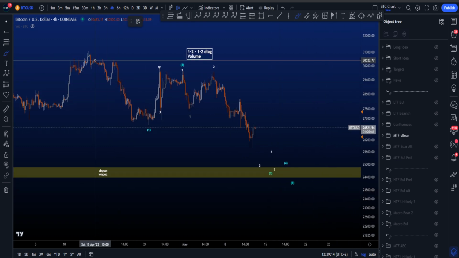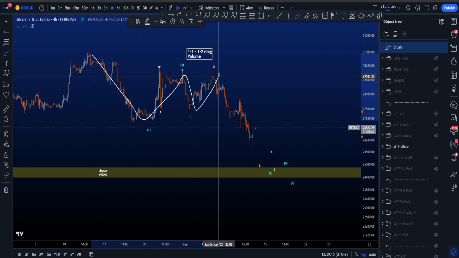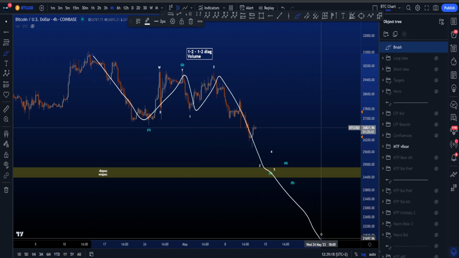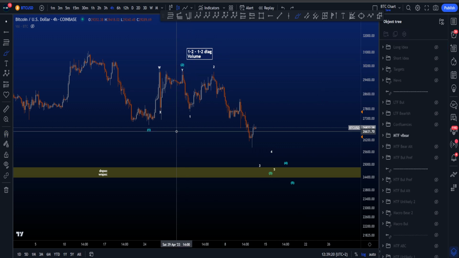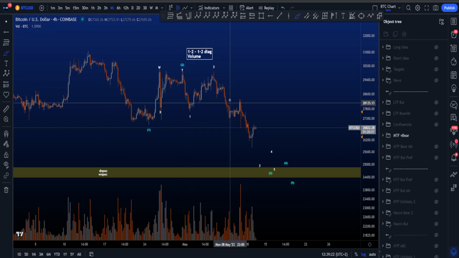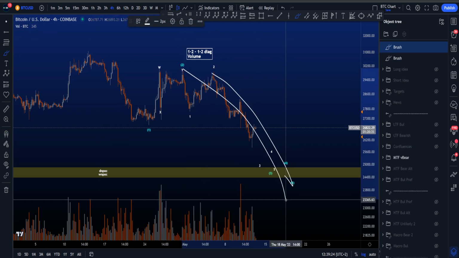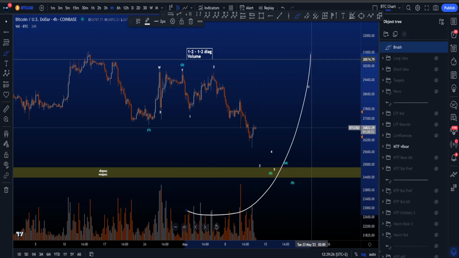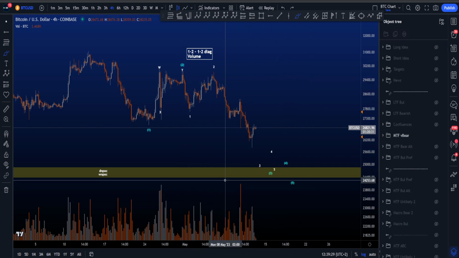And that could fit the scenario of this being a 1, 2, and then another 1, 2, 3, and then more downside to come eventually. But I don't really like it, first of all, because of the volume, as explained. If this is a wave 3 of a blue wave 3, you want to see volume spike to the upside, but the volume has not been very impressive at the moment.